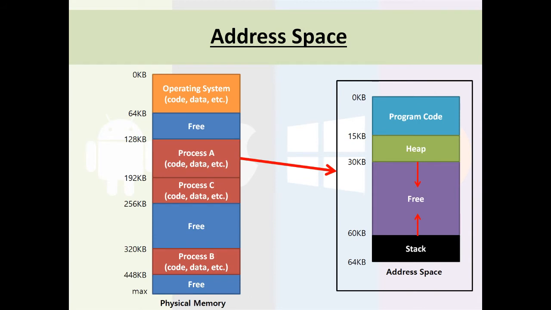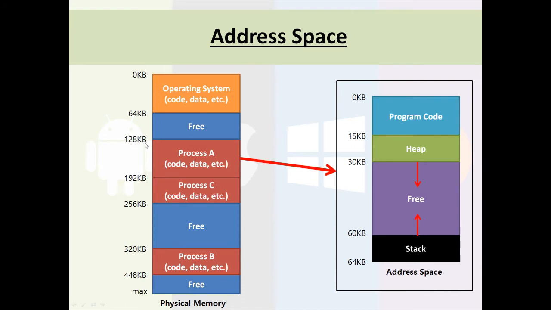So what does this address space mean? Well, now each process is contained within its own address space. Each process is mapped to its own address space, and the address space for each of these processes starts at 0, while a process in physical memory, as you can see here, may not necessarily start at 0. So process A starts at 128 KB, whereas its address space starts at 0.